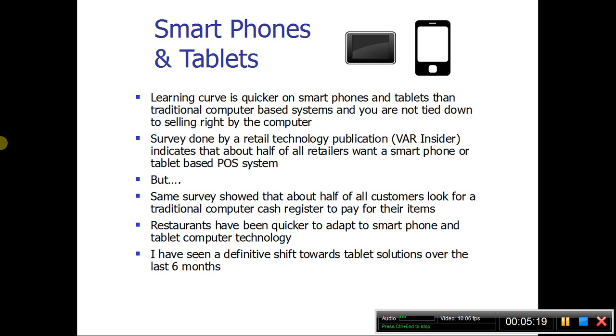So they're looking for that, the customer pull display and the big computer with the cash drawer and everything, versus someone walking around with just a tablet or a smartphone. I will note too that restaurants have been a lot quicker to adapt to smartphone and tablet computer technology as point-of-sale solutions. Through my blog site, I've also noticed over the last 6 months, basically the first half of 2014, that there's been a very definitive shift to folks looking for only mobile point-of-sale solutions that run on tablets or smartphones.